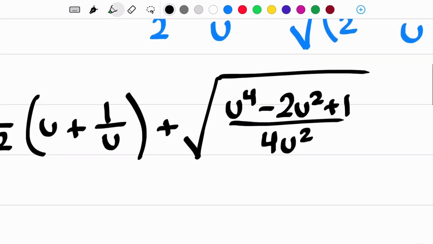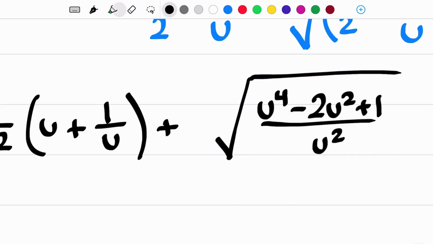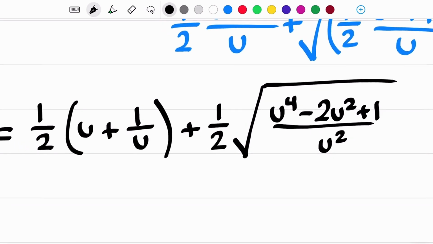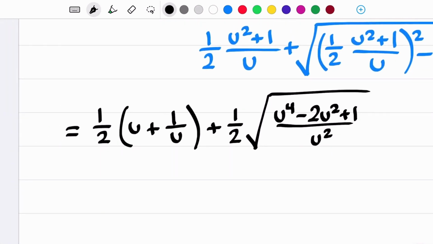And what I'm going to do now is bring this 1/4 back out front and get it outside of the square root now. So we do have the 1/4 out front, and the square root of 1/4 is just a half. So I can actually bring out the 1/2 to the front. And that is the new term that we are left with.